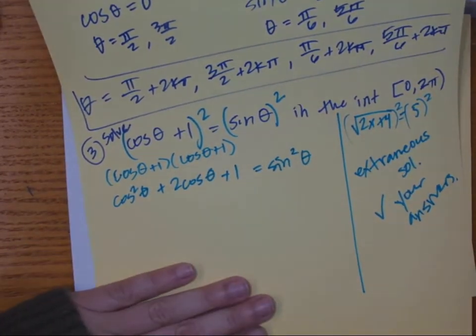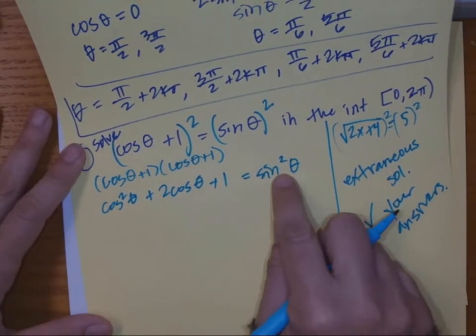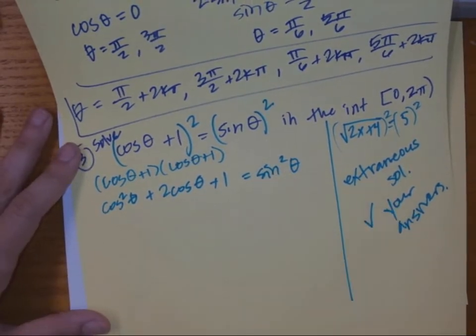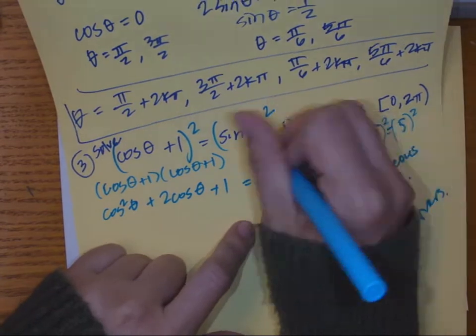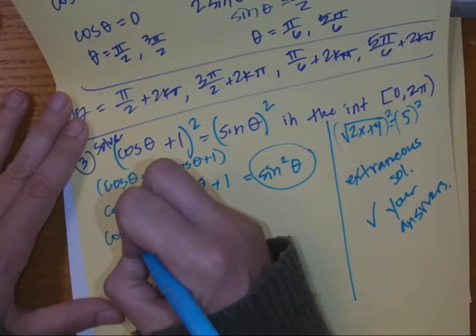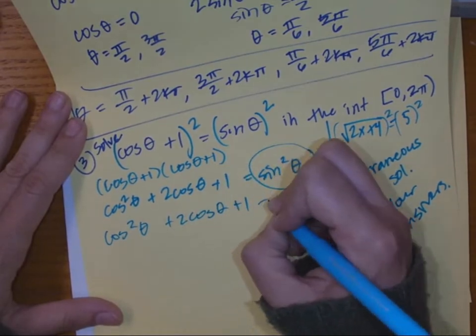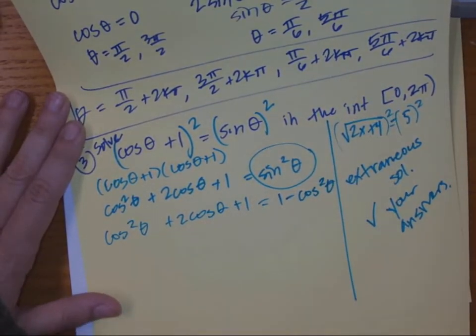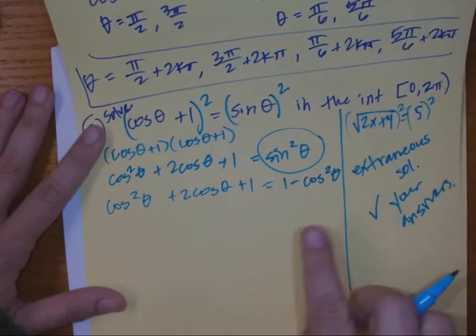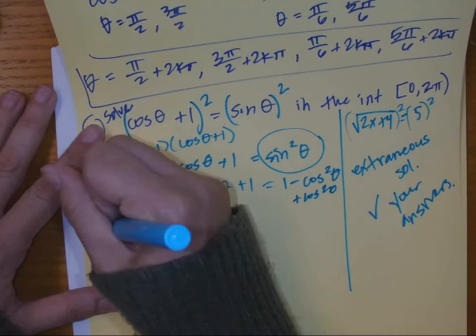Okay, now things are looking better. Let me replace sine squared theta with my Pythagorean identity. Sine squared theta is 1 minus cosine squared theta. So I'm going to replace this. So I get cosine squared theta plus 2 cosine theta plus 1 equals 1 minus cosine squared theta. Now I can move everything over to one side. So I'm going to add cosine squared theta to both sides.